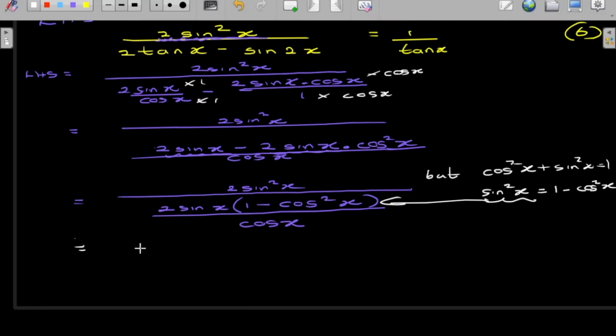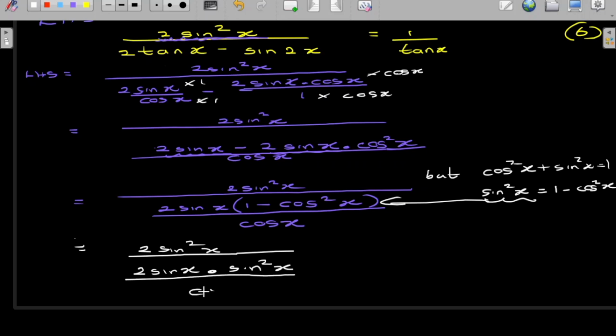So I'm going to rewrite the whole fraction. We're going to have 2 sin²x, and we're going to divide that by 2 sin x. But now remember that we have sine instead of the bracket. We're going to multiply that by sin²x, because that is a trig identity and we substituted. And then we're going to divide all that by cos.